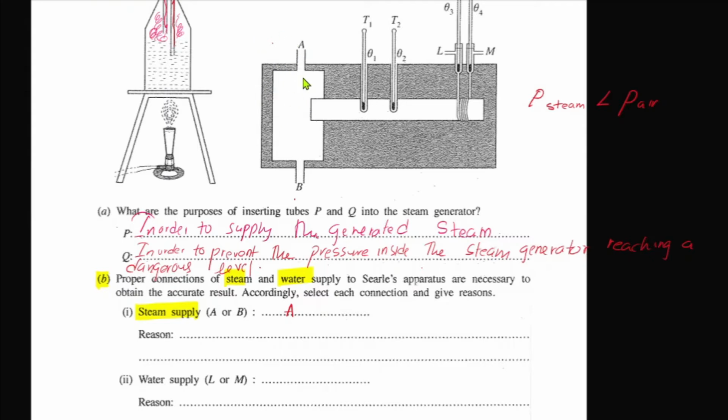You can say if you pass it through A, since the density of steam is less than air, it will completely fill up the steam chamber. You can answer it in a negative way as well, right?